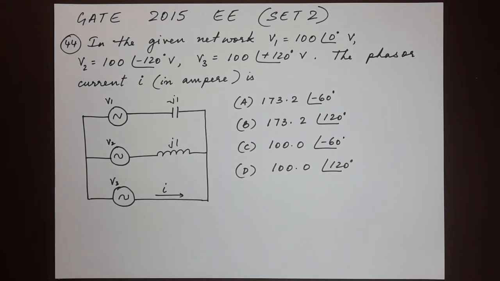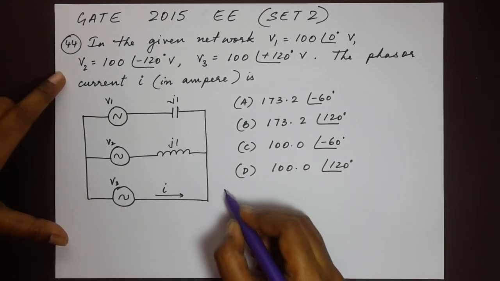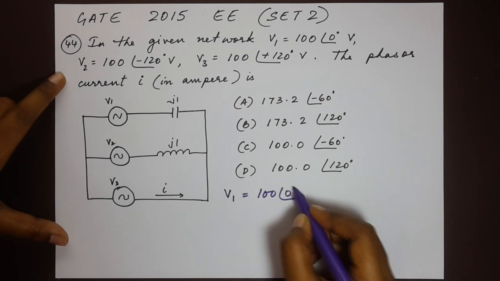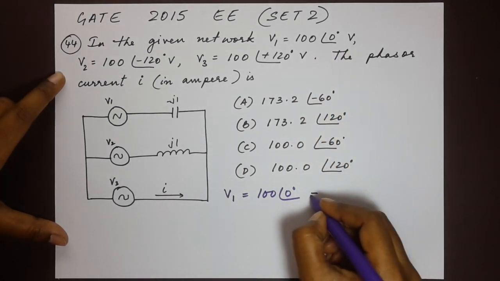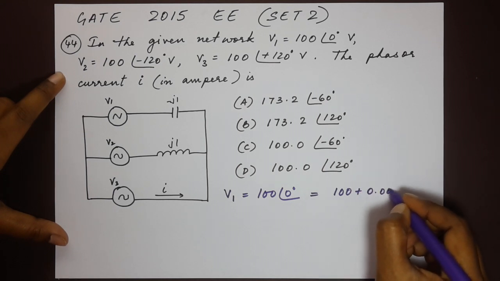Now the first step is to make sure that your values of voltages are in rectangular form, because when they are in polar form it is a little difficult to solve. So the best way is to first convert them into rectangular form and then solve. So here's the first step. We'll write down V1. We have 100 angle 0 given to us. Now in rectangular form it is 100 plus 0 J.